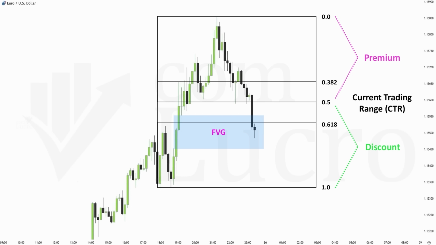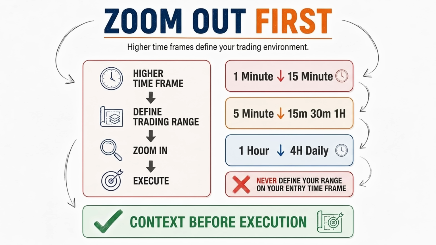So how do we correctly identify the current trading range? The first step is to zoom out to at least 1 or 2 higher time frames compared to your execution time frame. For example, if you execute trades on the 1-minute chart, your trading range should be defined on the 15-minute chart. If you trade on the 5-minute chart, look to the 15-minute, 30-minute, or 1-hour charts. And if your execution time frame is the 1 hour, then your trading range should come from the 4-hour or the daily chart. This rule is critical. Never define your trading range on the same time frame you use for entries.